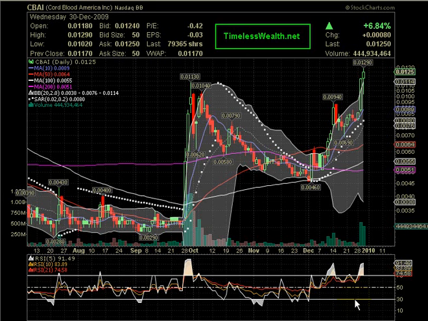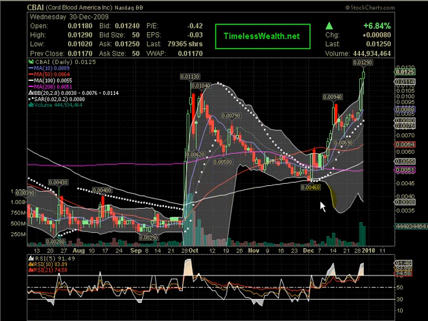Edward Stevenson, TimelessWealth.net, and the following is basic technical analysis on Cord Blood America Incorporated, traded under the symbol CBAI. Per the request of several members at TimelessWealth.net, I will offer some basic technical analysis on the price action concerning CBAI. A few things to keep in mind while I am covering some of the key points to this chart.